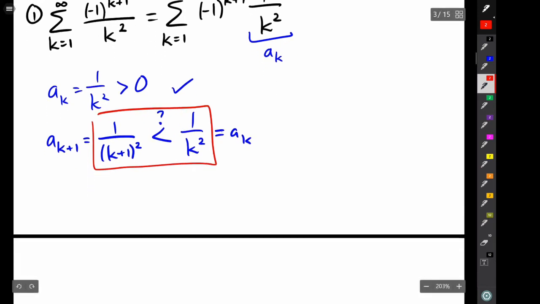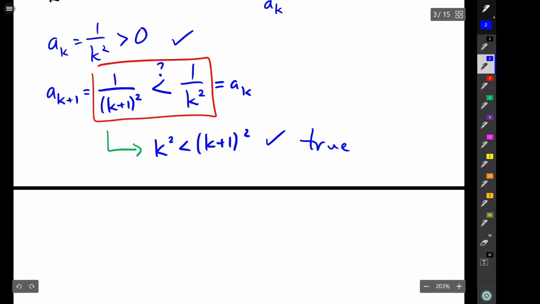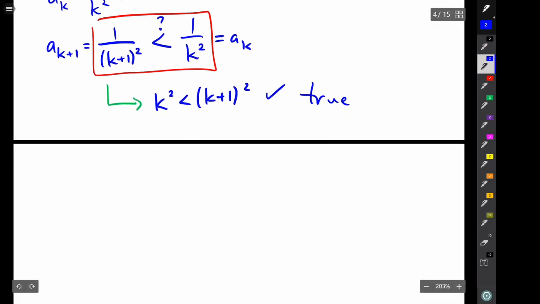Well, we can sort of cross multiply this. And that tells us k squared is less than k plus 1 squared. And that's true. Right? k squared is less than k plus 1 squared. So item 1 of the alternating series test is good.